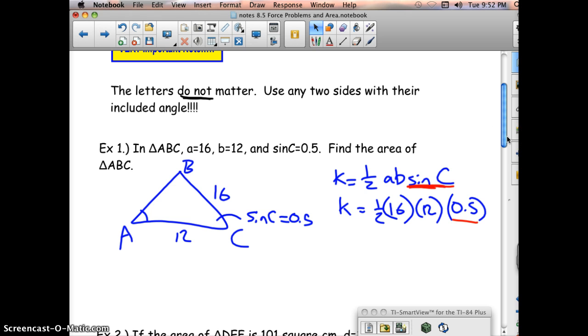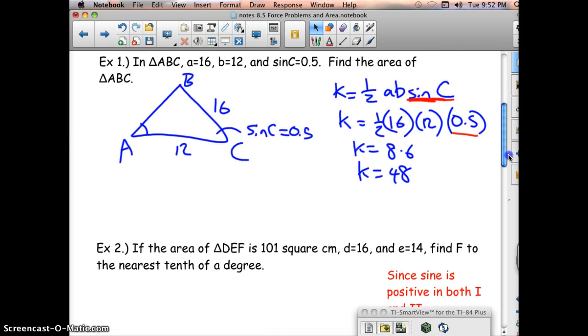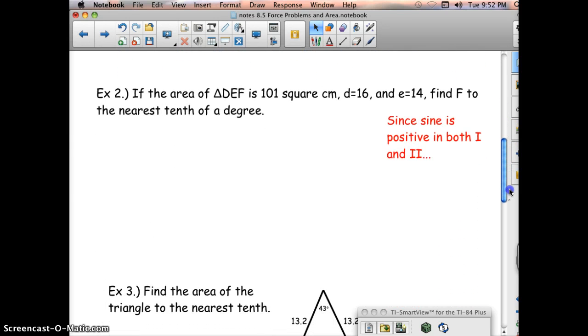And then I just need to multiply from there. Look, I can do 1/2 of 16 and 0.5 of 12. That's basically half of each of those. So 1/2 of 16 is 8, and 1/2 of 12 is 6. And I've got K equals 6 times 8 is 48. There we go. And there are no units here, but it would be square units if there were. So I have 48 square units.